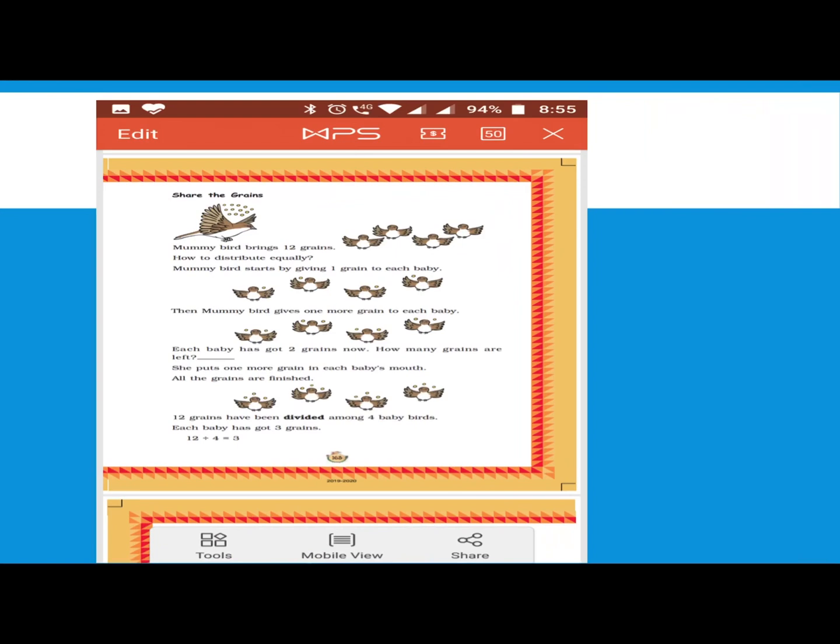She puts 1 more grain in each baby's mouth. All the grains are finished. 12 grains have been divided among 4 baby birds. Each baby has got 3 grains. So 12 divided by 4 is equal to 3.